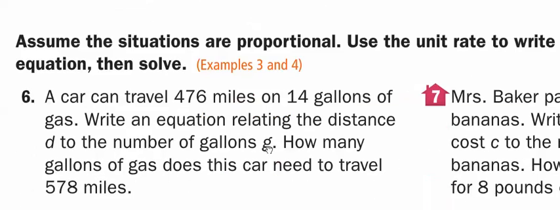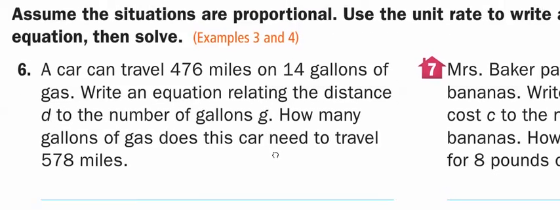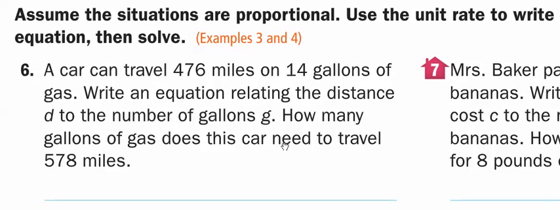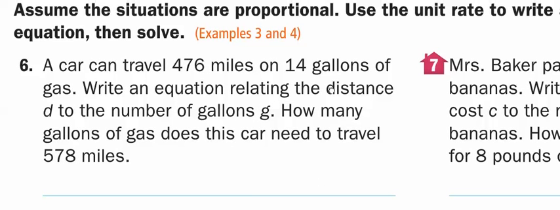I want to show you number 6. In the directions, it says assume the situations are proportional, and then use the unit rate to write an equation and solve. Now this goes back a couple sections. Remember, a unit rate is when we take a rate and simplify it down to each, per, or every time. It's when there's a 1 in that denominator, that bottom number. So let's see what we get.